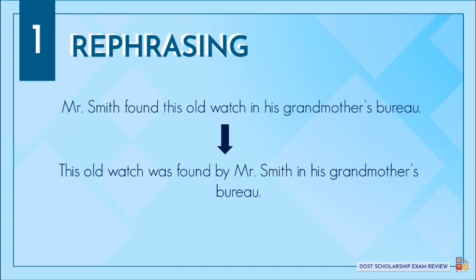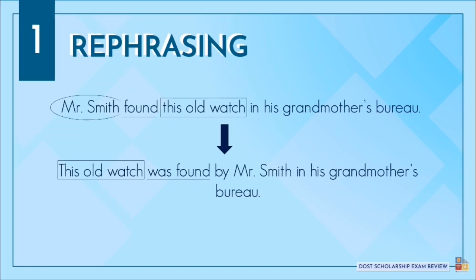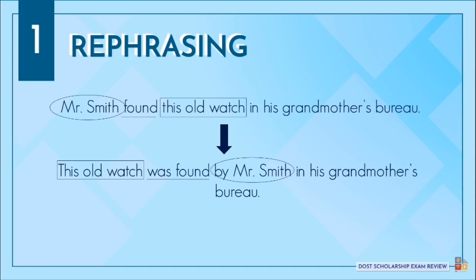So what happened was that the object of the verb, which is this old watch, became the new subject. The verb found became was found, which is a be verb plus a past participle. And Mr. Smith, in passive voice, became the receiver of the action. It became by Mr. Smith. So that's it for rephrasing.